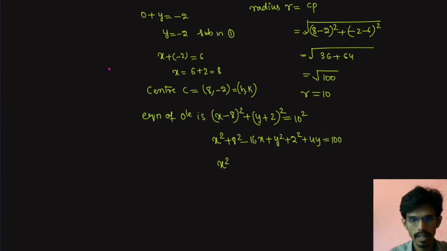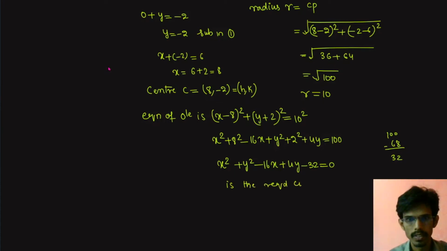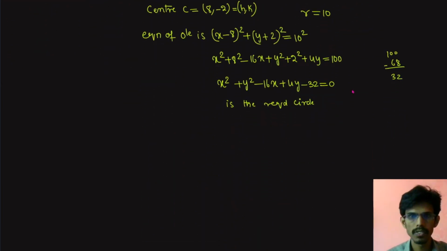Now x square, next write down y square term, next x term, next y term, then we have 8 8s are 64, 64 plus 4 will be 68. Okay, 100 minus 68 will be 32, so I'll get minus 32 here. Minus 32 equal to 0 is the equation of the required circle having two diameters given here. So this is the answer.